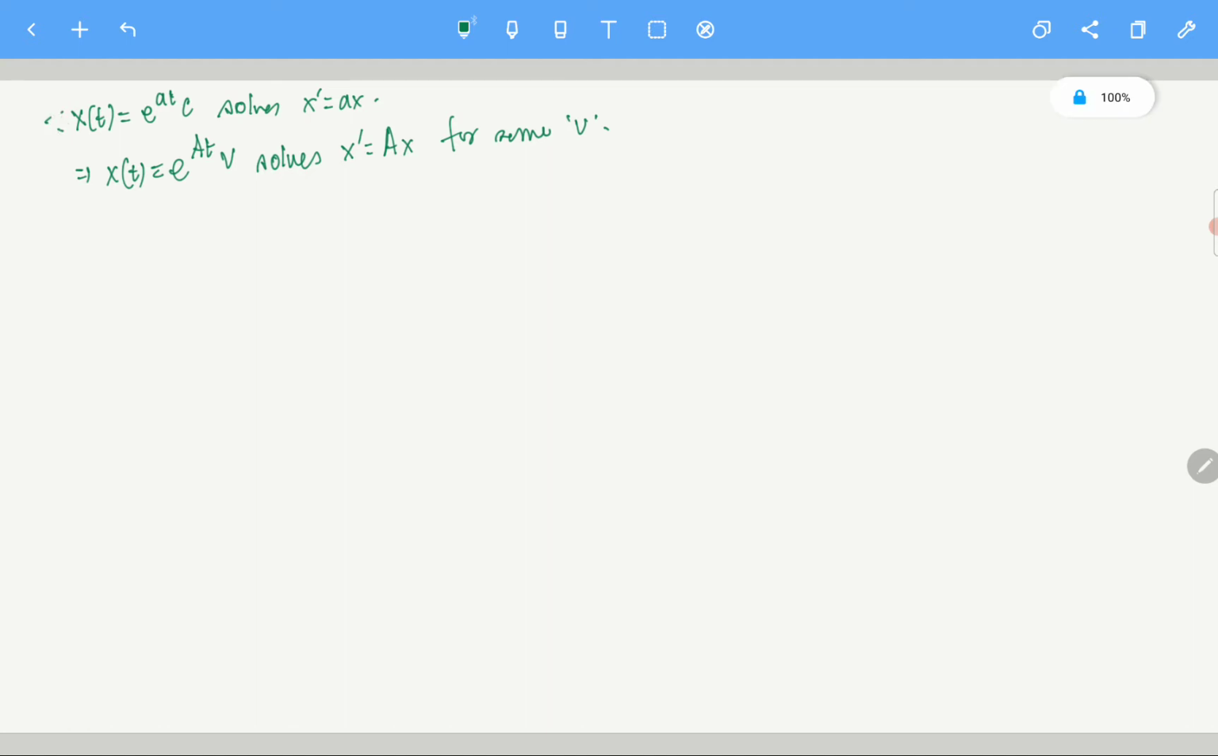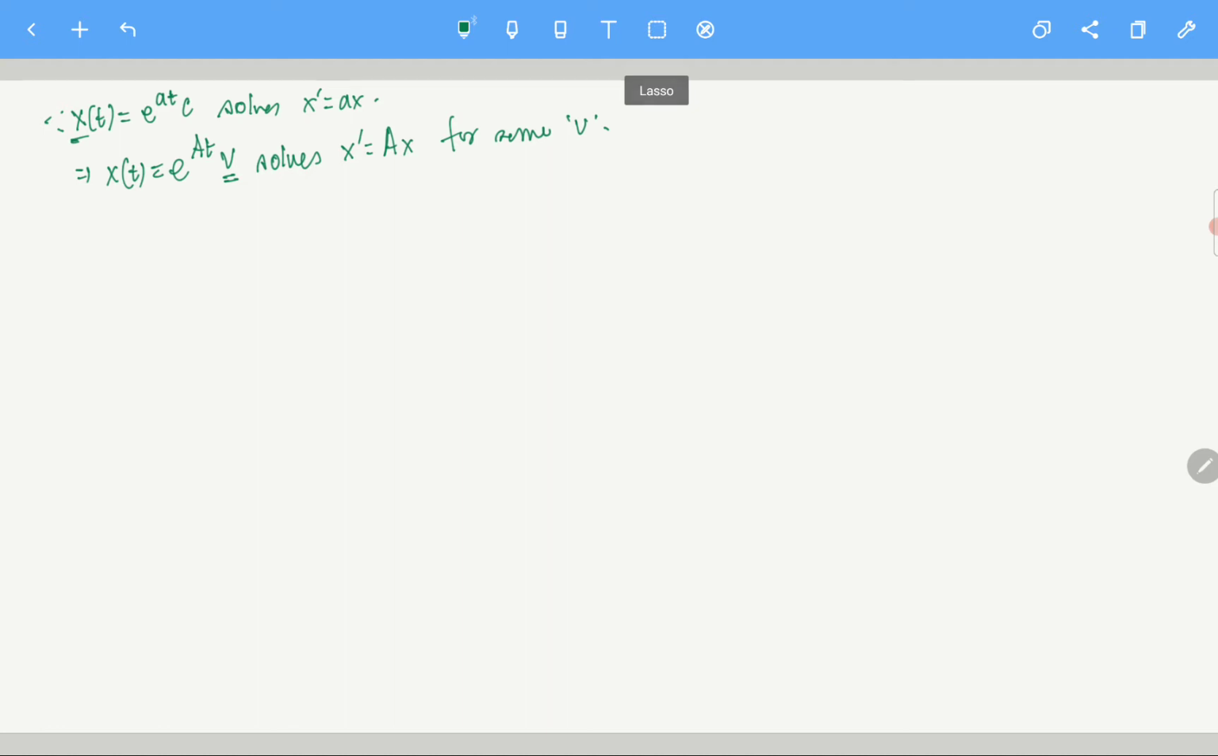Since small x of t, a real-valued function of a real variable, xt equals e^(at) times c, solves x' = ax, think about it. Then you can say that xt, which is given by, I am changing this a to capital A, e^(At) times v, for some arbitrary vector v, solves x' = Ax. We already know this, right? Here v is an arbitrary vector because there is no initial data given to us. And we now know how to define e^(At) and everything.